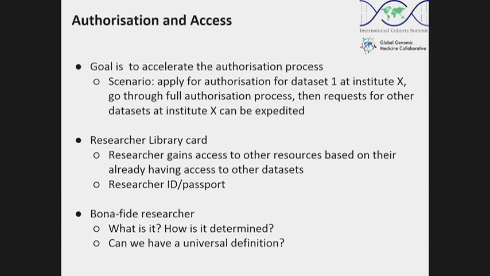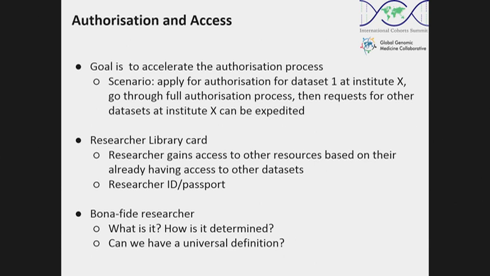The scenario is that if you apply for authorization for one particular data set at a particular institute, you go through the full authorization process, credentials and everything. But then you request another data set at that same institute. You'd like to be able to expedite the request for further data sets based on the fact you've already gone through a full authorization process.